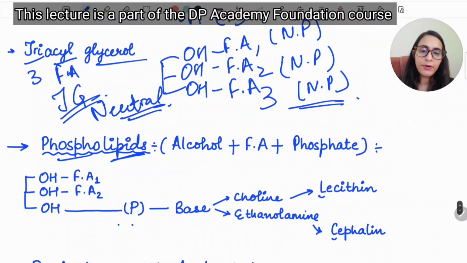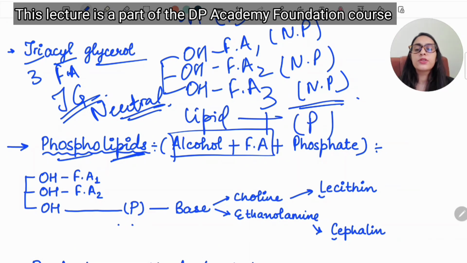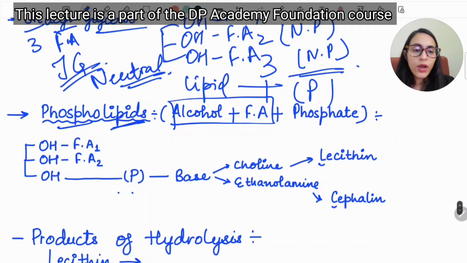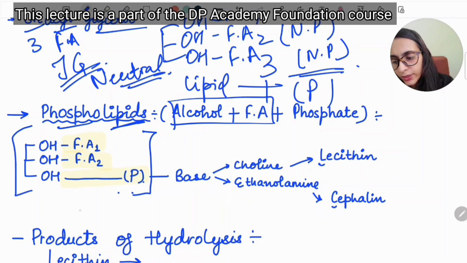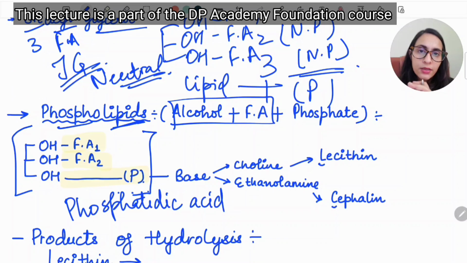Now talking about phospholipid first. That means one alcohol and fatty acid is just a lipid, and when the phosphate group is attached to the lipid, it is known as phospholipid. So if you have a look at the structure, one fatty acid is attached to alcohol, another is attached to alcohol, but the third alcohol group, you can see a phosphate group is attached to this alcohol, right? So this particular component is known as phosphatidic acid, in which there are 2 fatty acids attached to glycerol, and the third unit of glycerol is a phosphate group.